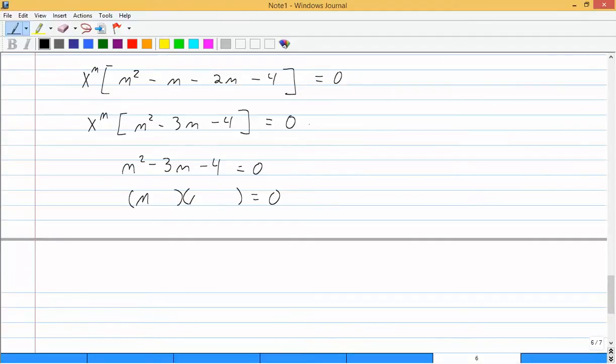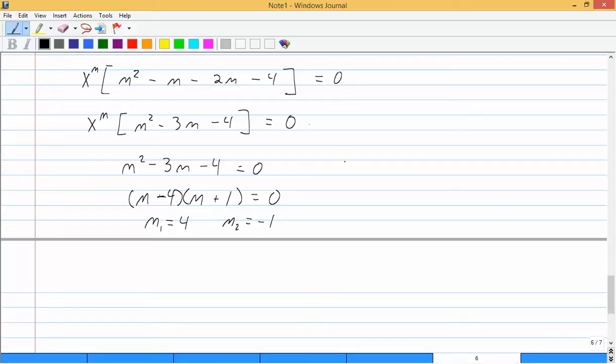So if I have minus 4 and plus 1, that would give me a negative 4 when I multiply the two constants. That would give me a negative 3m in the middle. So I'm going to get m sub 1 equals 4, and m sub 2 equals negative 1. So what does that mean?